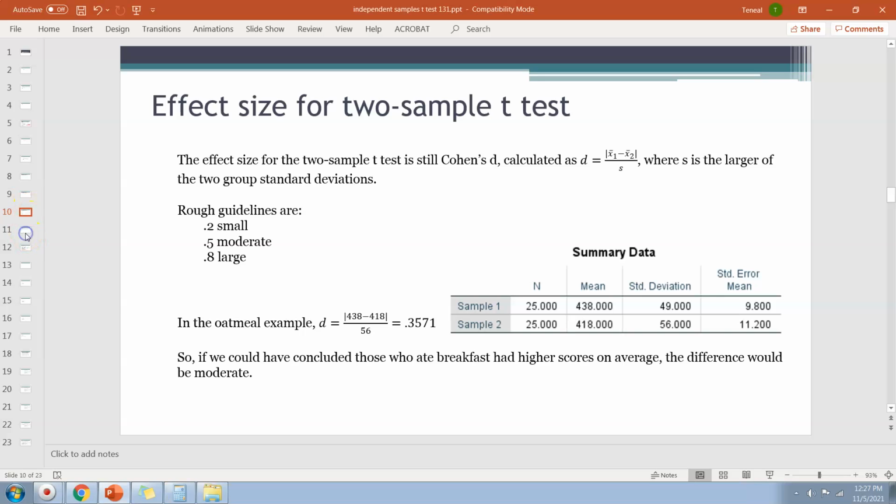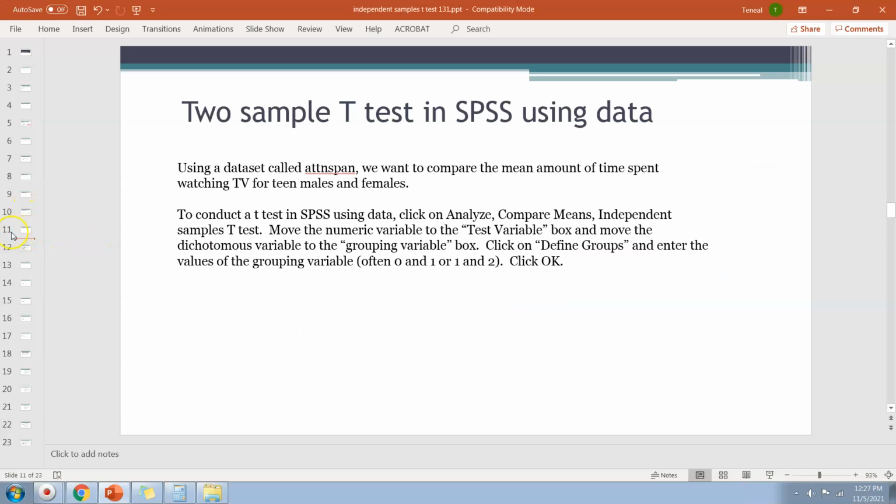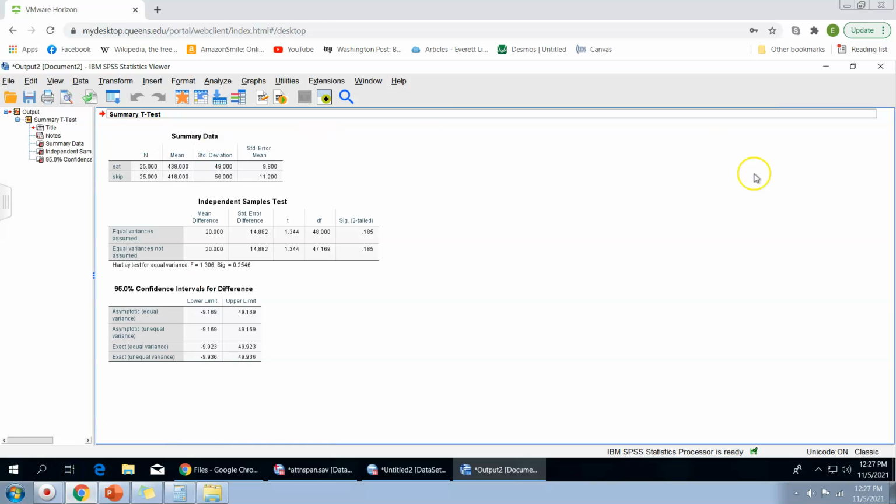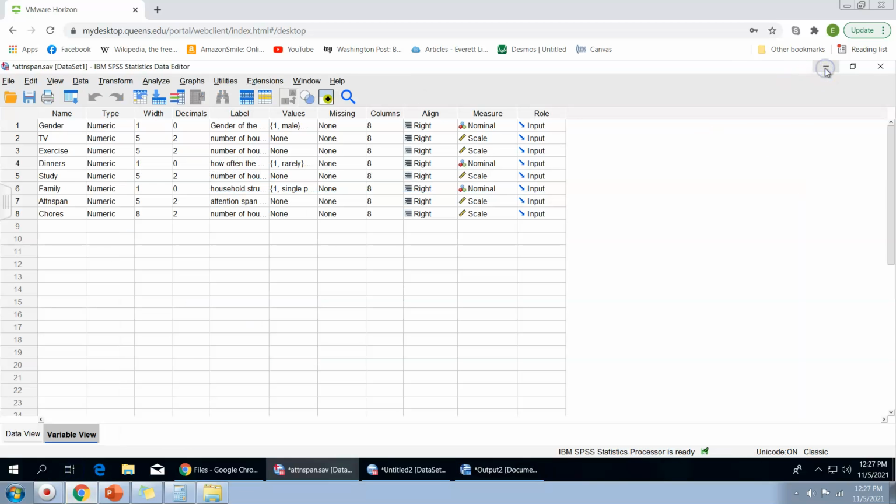So now let's look at a different example. In this example, we've got a data set called attention span, where we've got a bunch of data for teenage males and females on different aspects of their lives, including attention span, how much TV they watch, etc. And what we want to do is compare the mean amount of time spent watching TV for the males versus the females. So here's our data set.